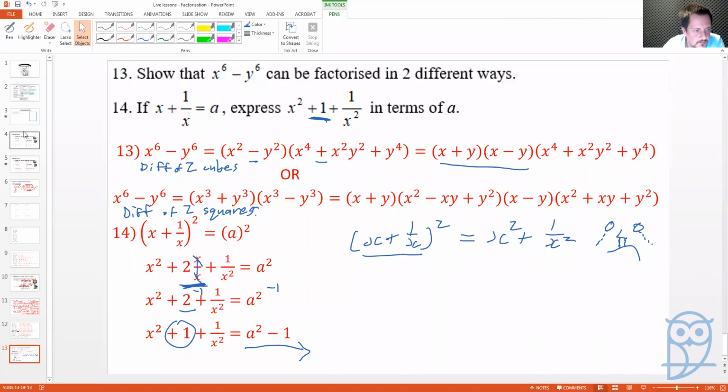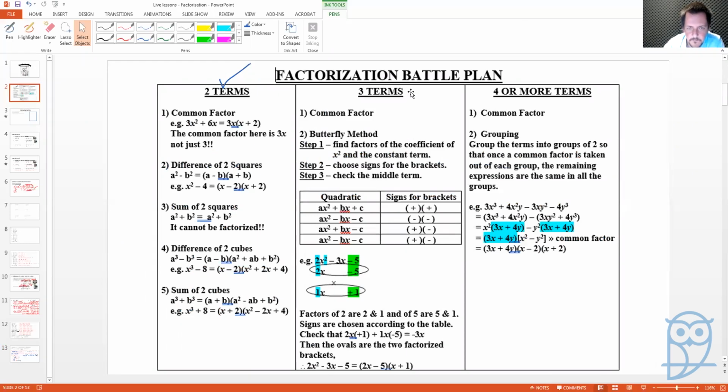All right. Back to the battle plan. So now we start looking at 3 terms. Always take out a common factor, and the reason for taking out a common factor is because your values are then going to be smaller. So when you look for factors, you'll have fewer options that you'll have to try and wade through.